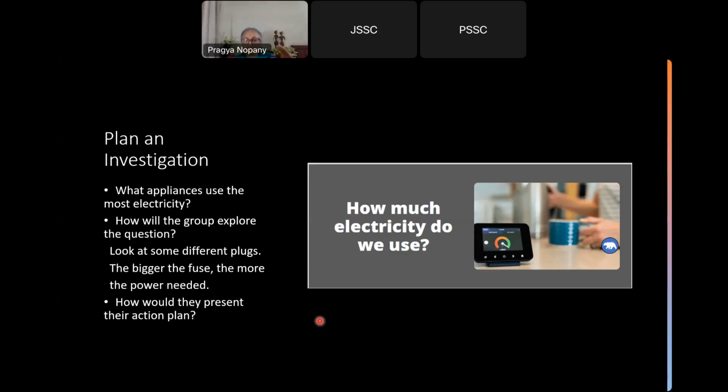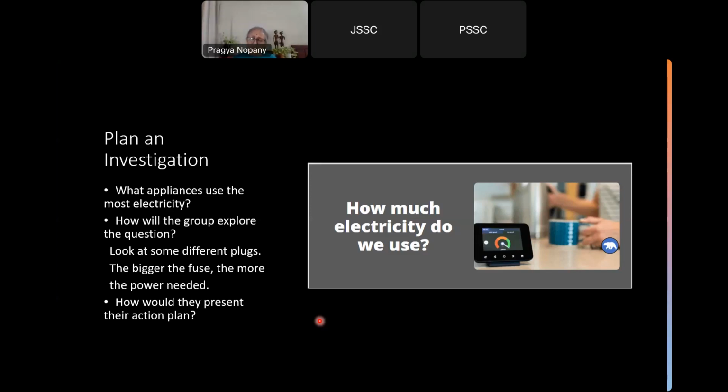Some who are saying that we look at different plugs, why will they look at different plugs? Because they think that bigger plug devices are the ones which use more electricity. So, in presentation, you require the logic also, right?